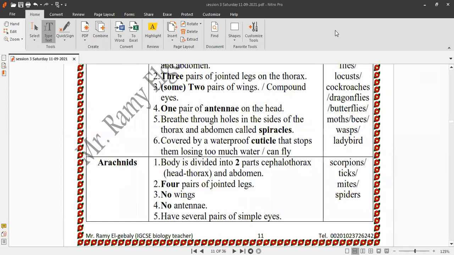Okay. Simple eye and compound eye. Compound eye like this.